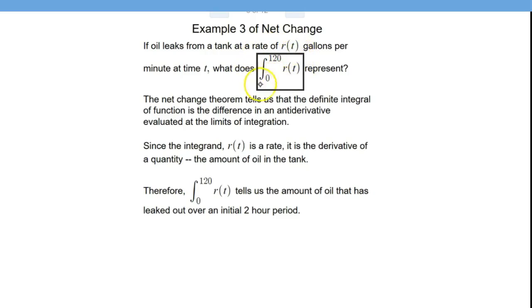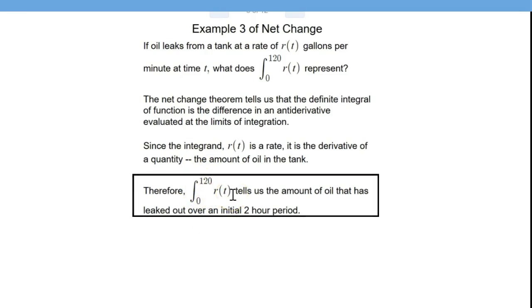What does this definite integral represent? Since R of t is a rate, when we take the integral of a rate, we're getting just the amount of oil. So therefore, the definite integral from 0 to 120 of R of t is going to tell us the amount of oil that has leaked out of the tank over an initial 2-hour period. That's how it's changed in those first 120 minutes.